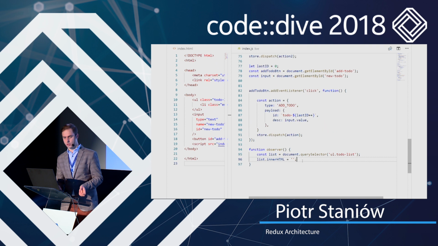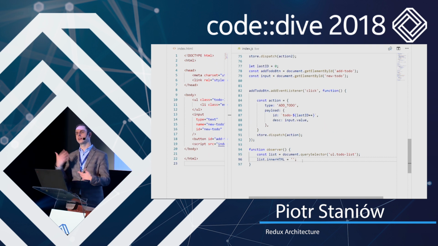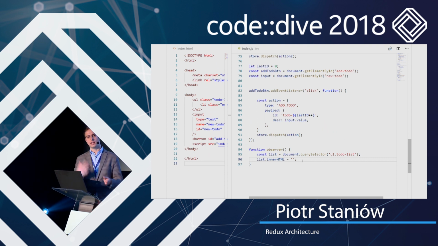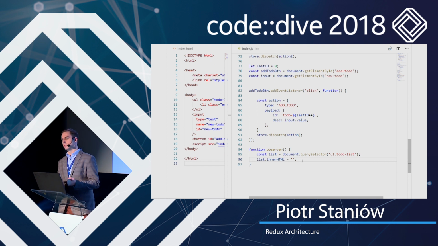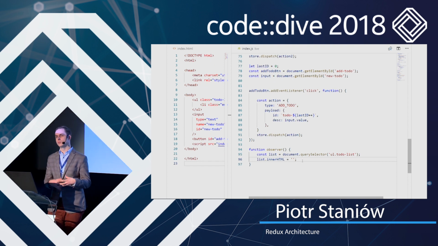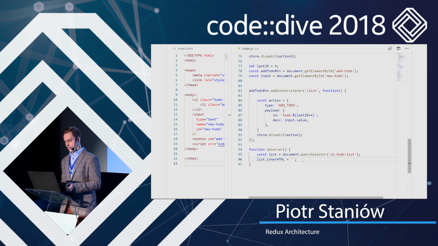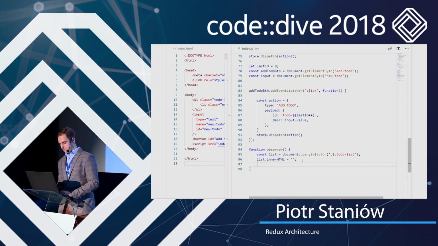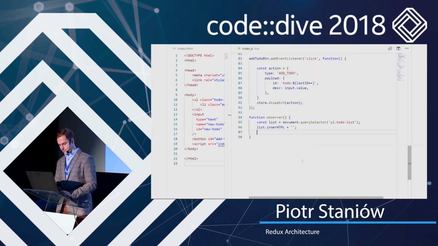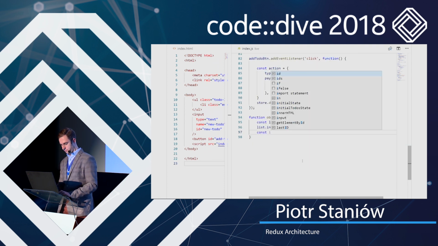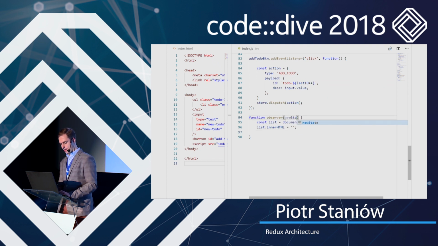Because whenever you receive a new to-do, you would like to re-render those. You would like to get this from scratch. It's suboptimal. You may not need to remove all of those, but let's do this for the sake of simplicity. And let's create a new item on this list. So we are receiving a new state here, and it has a list of to-dos.